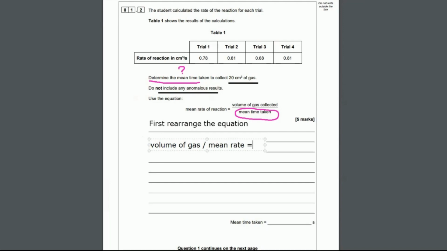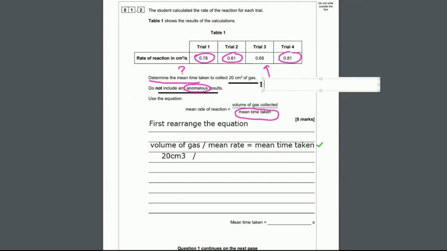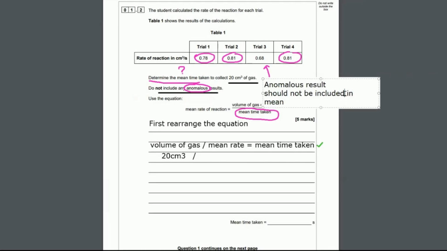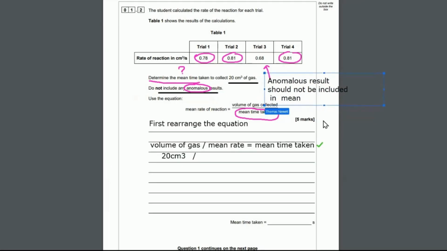Now, one of the things I've underlined in black there is do not include any anomalous results. And they've said we're obviously going to need to calculate the mean rate, but do not include the anomalous results. So we need to add up all these numbers, but can you spot one that's a bit out, an anomaly, an odd result? Well, 0.78, 0.81, they're pretty similar, and another 0.81, pretty similar, but 0.68 is quite a bit different. So this is known as an anomalous or an odd result, a result that doesn't fit the pattern. And we should not include this in our mean. If you do include it, you'll just drop 1 mark. They won't punish you for the rest of the marks in the question. So if you did accidentally include this, don't punch yourself in the face, but you get an extra mark for not including the anomalous result.